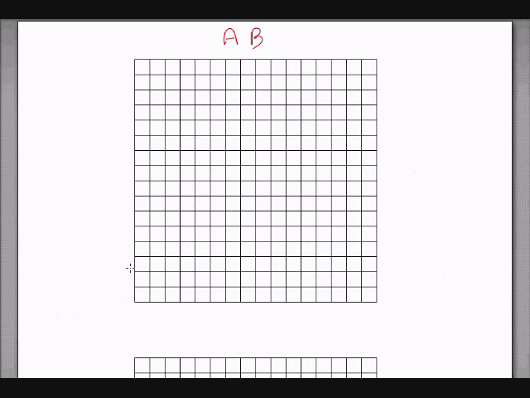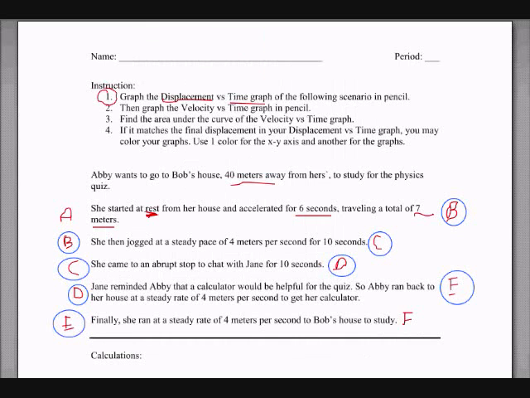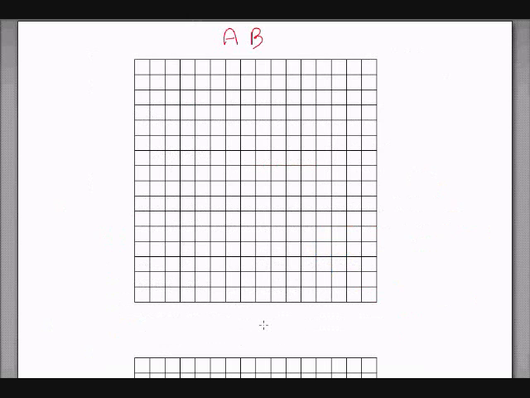So AB. Now if we look once again, going back to our group graphing exercise, we know she starts from rest and accelerates for 6 seconds and ends up 7 meters away. So let's label our axes. Now guys, each axis is going to be labeled a little differently. I know it's going to be annoying, but you'll complain, but you'll get over it.